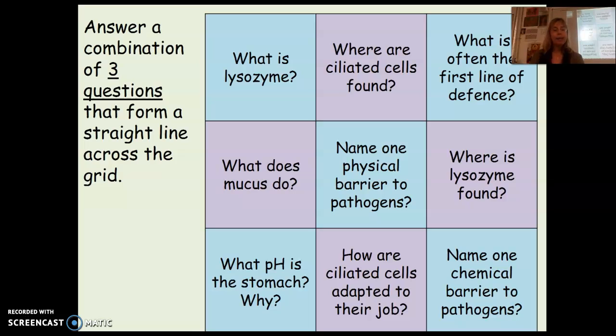And name one chemical barrier to pathogens. You could mention the oil from our hair follicles, the antiseptic oil, or you could have mentioned the lysozyme, or in fact the hydrochloric acid from the stomach.